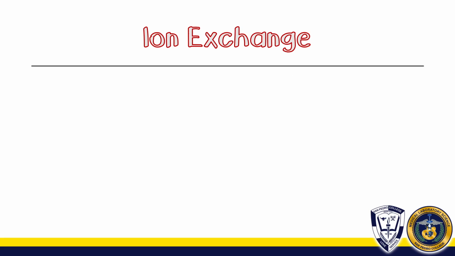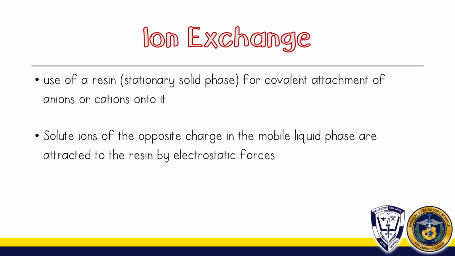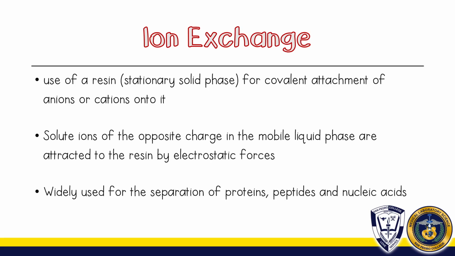Next is ion exchange. Ion exchange chromatography uses a resin as the stationary solid phase for covalent attachment of anions or cations onto it. From the name itself, ion exchange, we are looking at electrical charges. Solute ions of the opposite charge in the mobile liquid phase are attracted to the resin by electrostatic forces, and ion exchange chromatography is widely used for the separation of proteins, peptides, and nucleic acids.